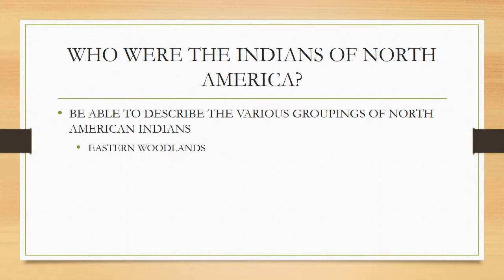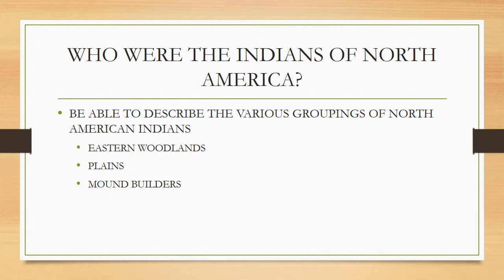So, for example, you have your eastern woodlands Indians, your plains Indians. You have many Indians east of the Mississippi who participate in these mound building cultures. So you want to be able to have a good grasp on these various Indian societies of North America that are present when the Europeans began arriving.